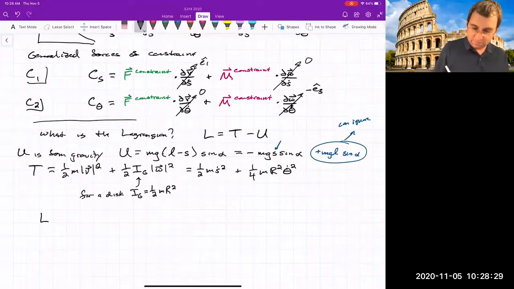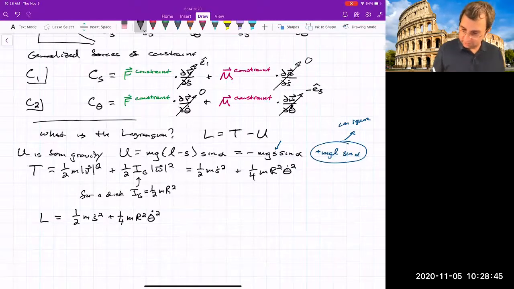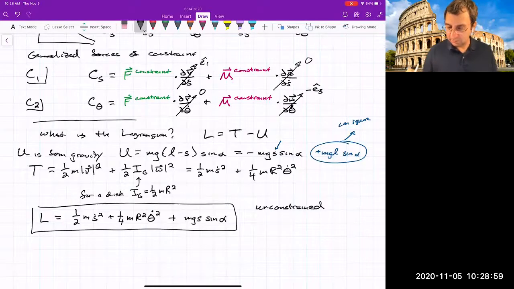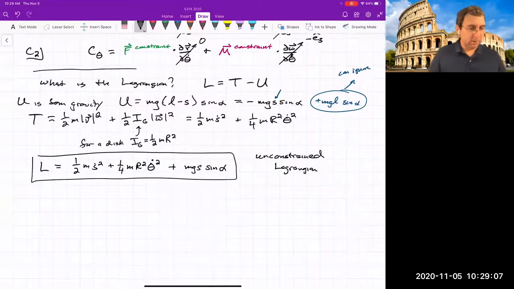Now put them together. This is the unconstrained Lagrangian. We have 1/2 m s dot squared plus 1/4 m R squared theta dot squared, minus a minus, so this becomes plus mg s sine alpha. This is our unconstrained Lagrangian, meaning we haven't yet imposed the constraint. The main constraint is the rolling without slipping.